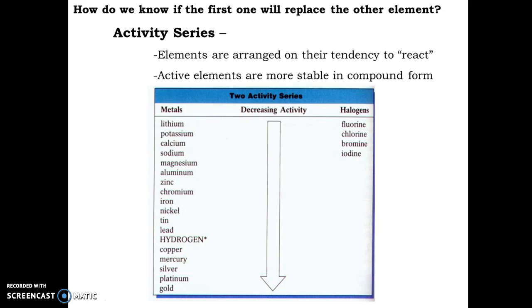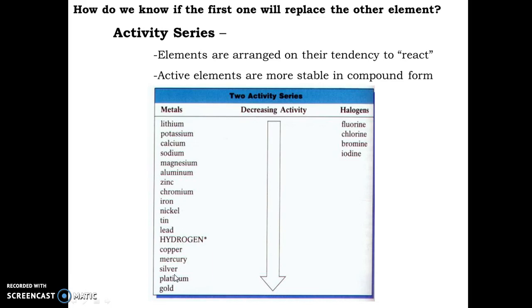How do we know whether or not one element replaces another? How do I know if Joe is going to steal Mary from Frank? How do I know if potassium is going to replace calcium in the reaction? Well, for that, I look at the activity series. And this activity series, we're going to learn more detail about it next class, but it allows us to predict whether or not one element is going to replace another. Whether or not lithium is going to replace potassium, or calcium is going to replace magnesium. And it puts these elements in order of reactivity. So the elements that are higher are going to replace the elements that are lower than it.